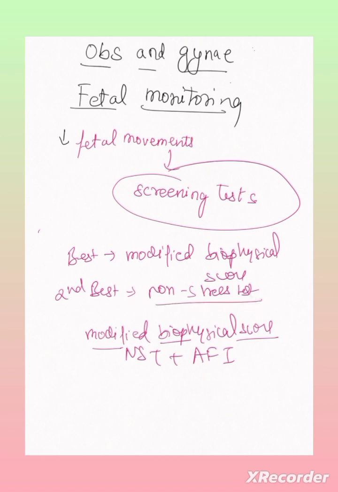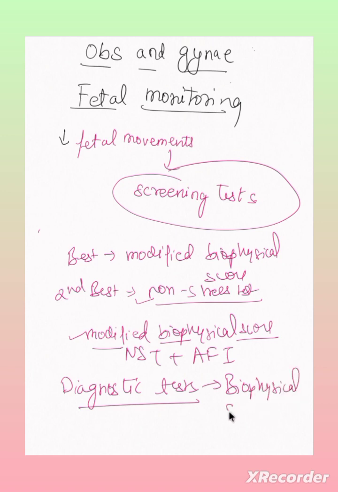Okay, so now if any one of these tests, be it modified biophysical score or non-stress test, comes abnormal, then you have to go for a diagnostic test. What is the diagnostic test? It is the biophysical score. The diagnostic test is the biophysical score, correct? It is not the modified biophysical score, it is the complete biophysical score, not modified. Okay, but this is the diagnostic test, complete biophysical score, correct? So now we are going to learn more about this in this chapter.